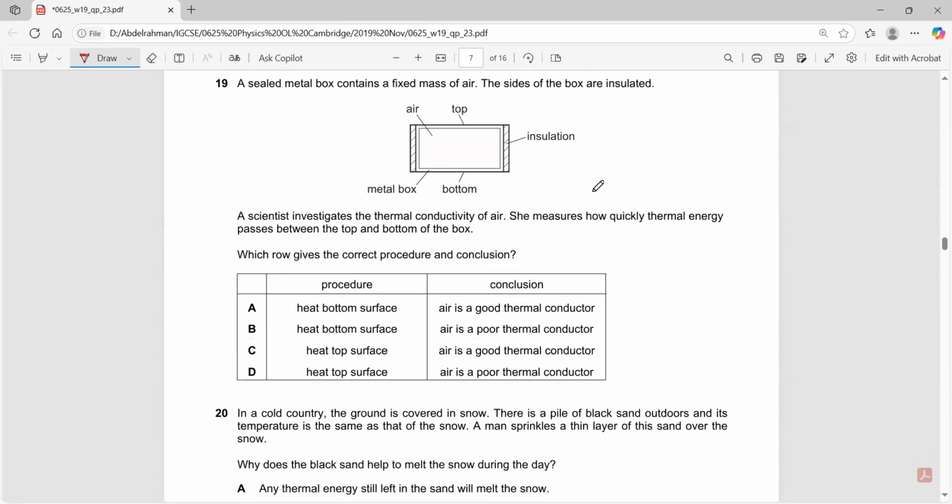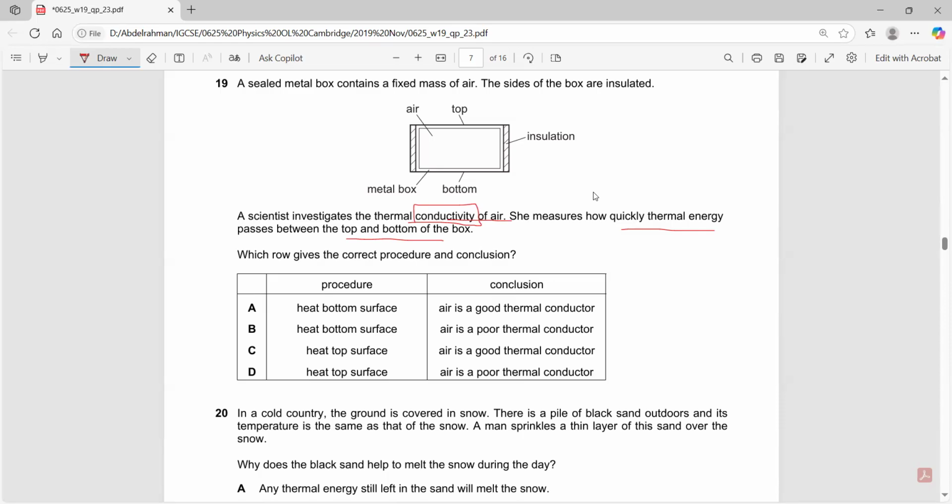Question 19. A sealed metal box contains a fixed mass of air. The sides of the box are insulated. A scientist investigates the thermal conductivity of air. She measures how quickly thermal energy passes between the top and the bottom of the box. Again, what is she measuring? The thermal conductivity of air. Which row gives the correct procedure and the conclusion?